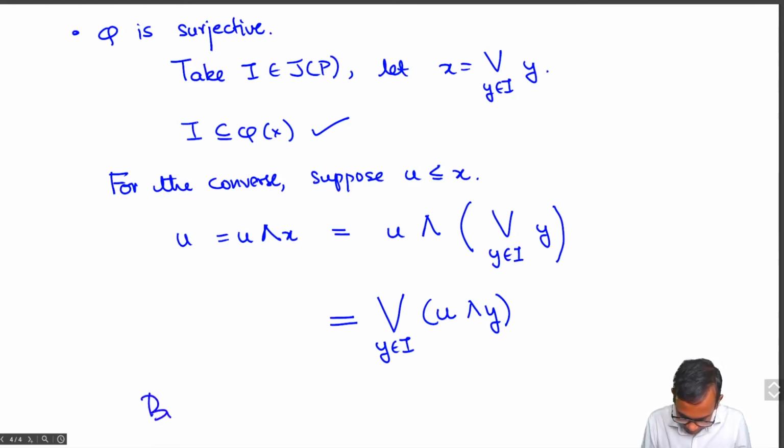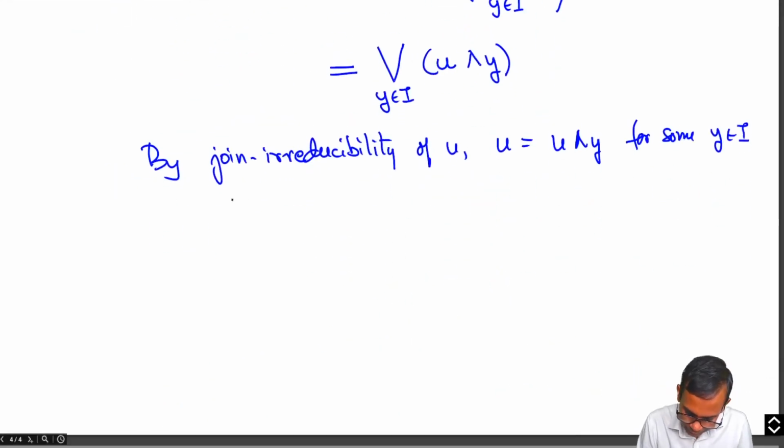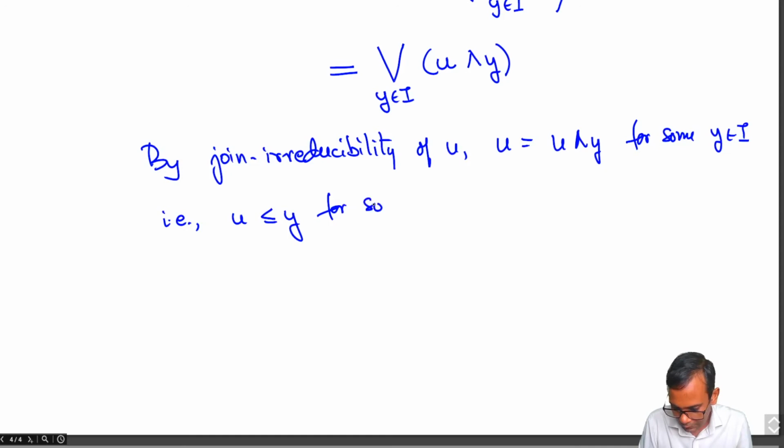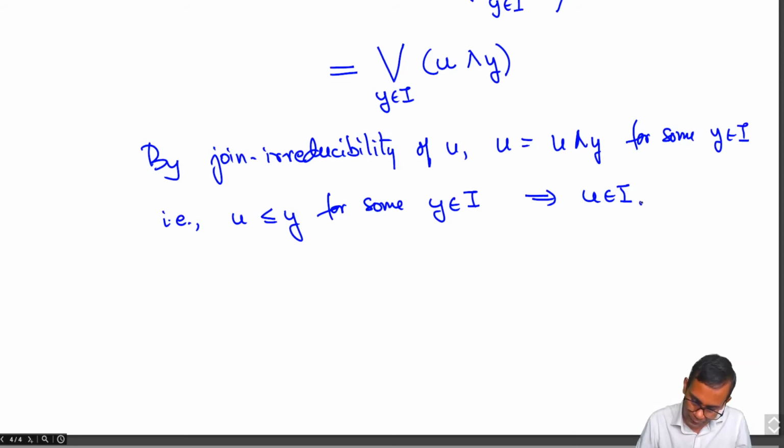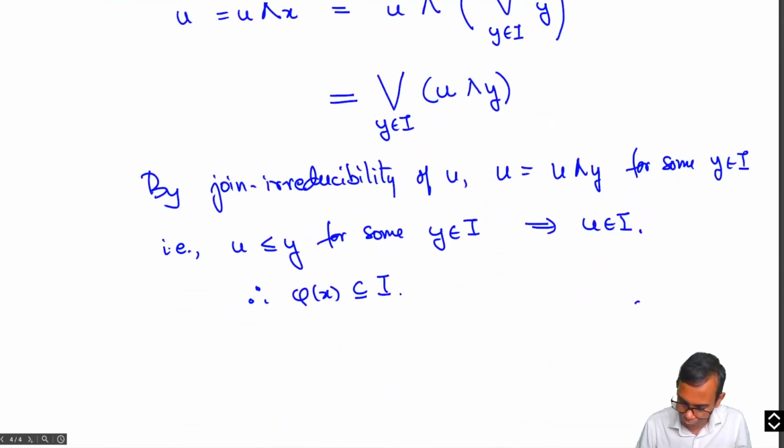So by the join irreducibility of u, we must have u is equal to u join y for some y in I, which means that u is less than or equal to y for some y in I, which implies that u itself belongs to I because I is an ideal, and so if y is in I and u is less than or equal to y, then u is in I. And so this shows that phi x is contained in I. And this completes the proof of surjectivity and hence the proof of the fundamental theorem of finite distributive lattices.